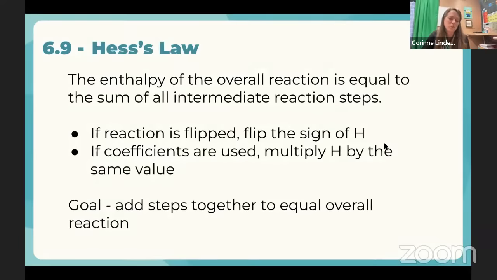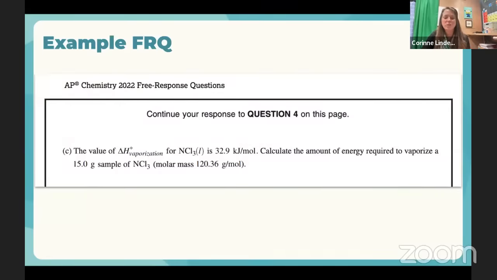All right, Hess's law, we're just solving puzzles here. Be careful with that. If you flip the reaction, you're flipping the sign of H. If you use a coefficient, you're multiplying. All right, let's do another sample problem.